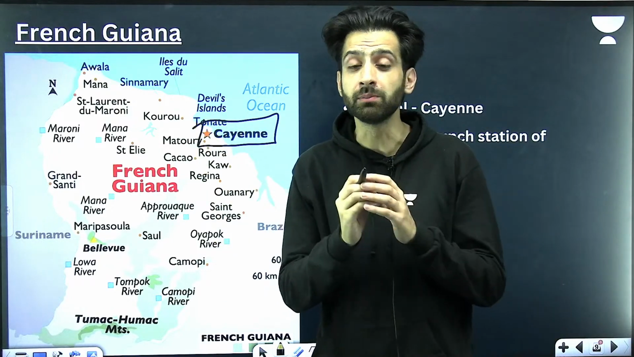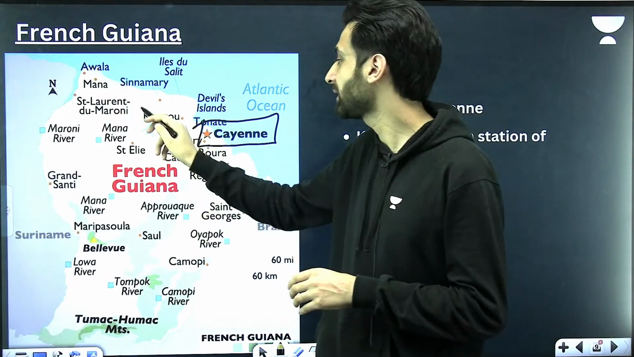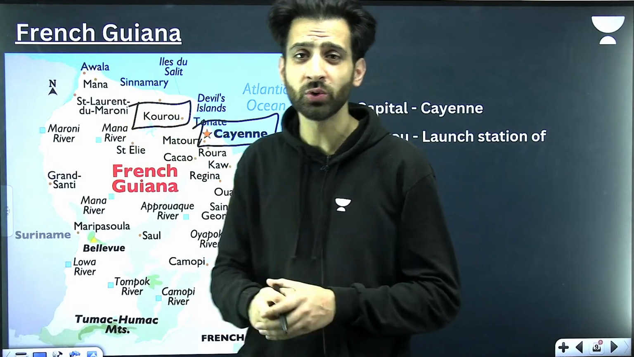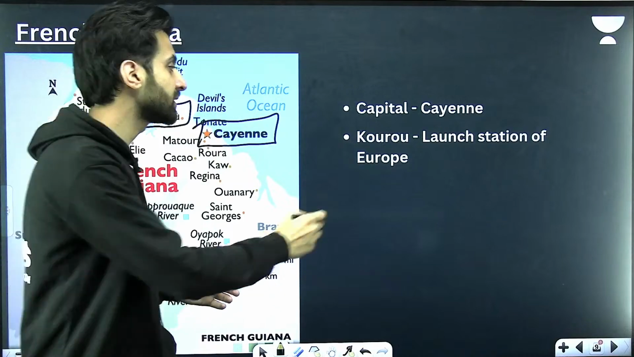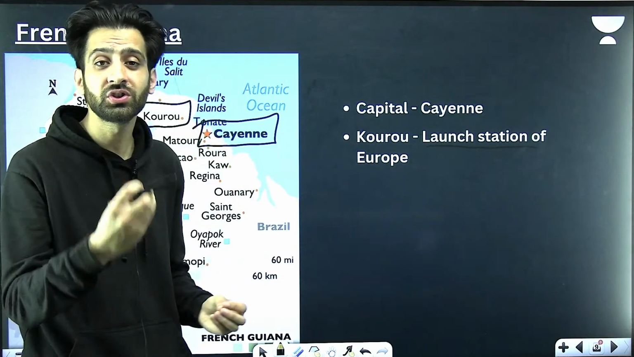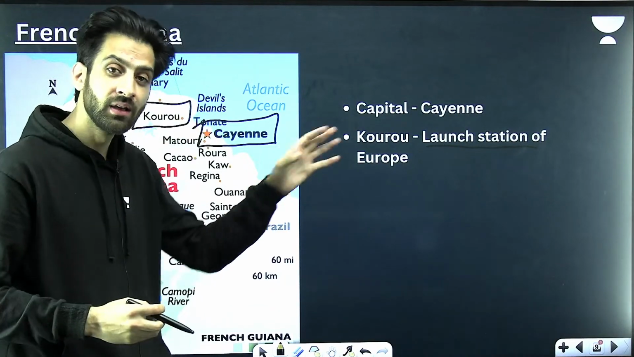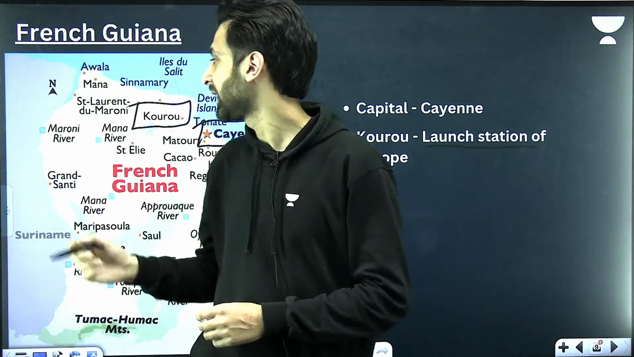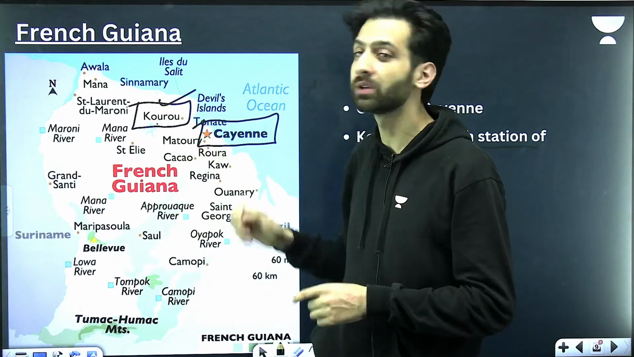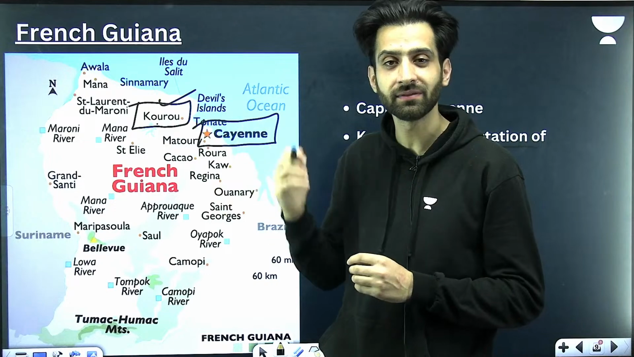One very important thing that you have to remember here is Kourou. Why is it so important, Kourou? Because it is a launch station of France. Europe launches its satellites and rockets from here in French Guiana, and the name is Kourou. Very important. What is the name of this place? Kourou. It's the launch station of the European Space Agency and the French Space Agency.